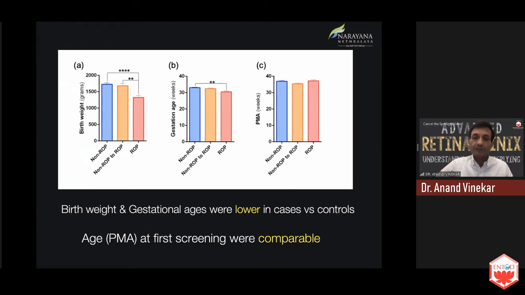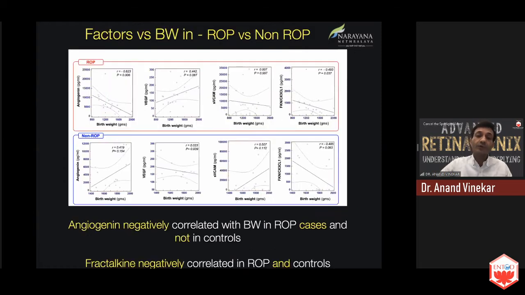Firstly, and it's important to state here, because unless these are shown to be true, we won't know how well to actually rely on our results. So the first thing we want to say here is that the birth weight and the gestational ages were lower in babies who had ROP, and that's really common sense. But the more important thing is the age at which they were collected was comparable. That's really important because all the results I'm going to show you now are going to be mostly based on what happened in that very first sample.